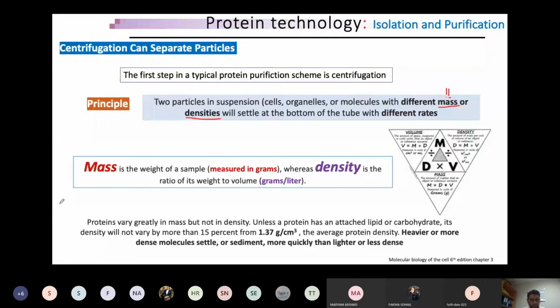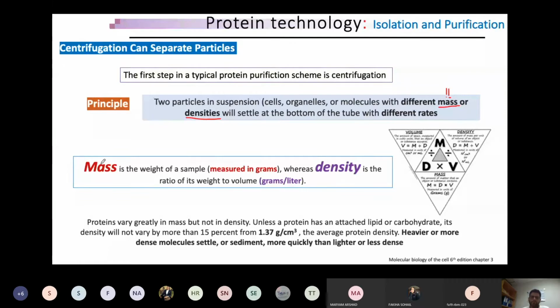and this other thing. Proteins vary greatly in mass but not in density. This is an important thing. Why is it important to understand? We know that most proteins have different masses, but of course their density is not different.